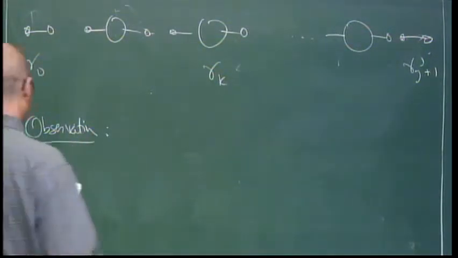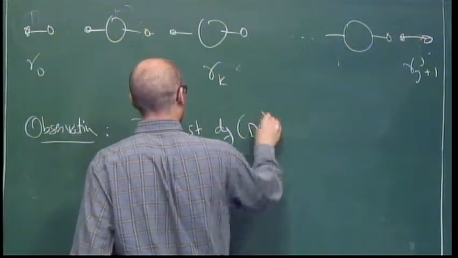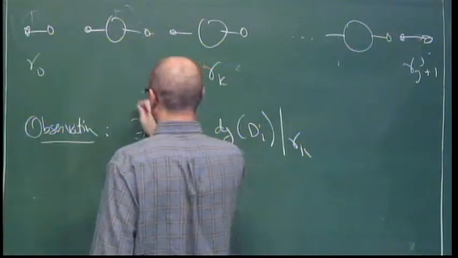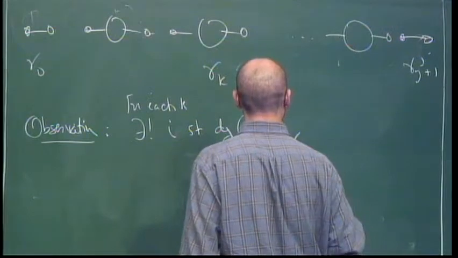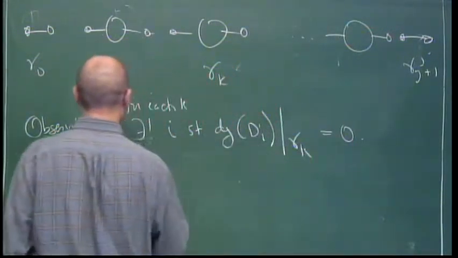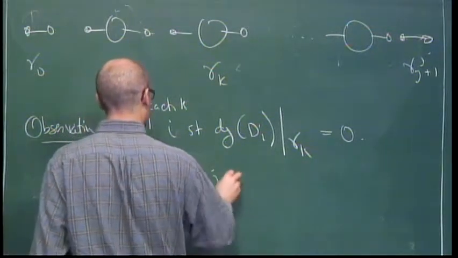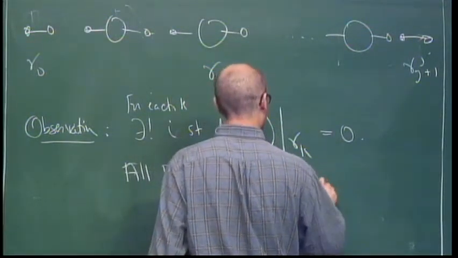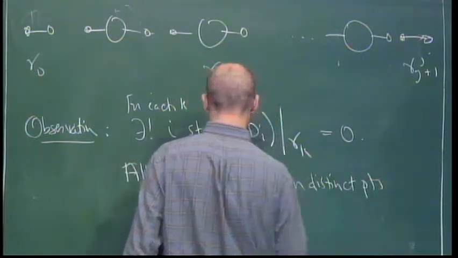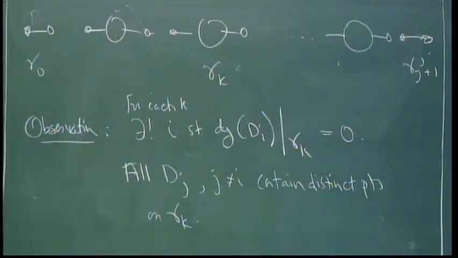Okay, so here's an observation. For each k, there exists a unique i such that the degree of di restricted to gamma k is 0. All dj for j not equal to i contain distinct points on gamma k. So you can distinguish all these di's by looking at any given loop.